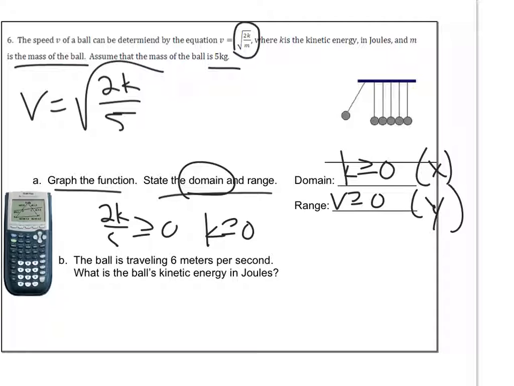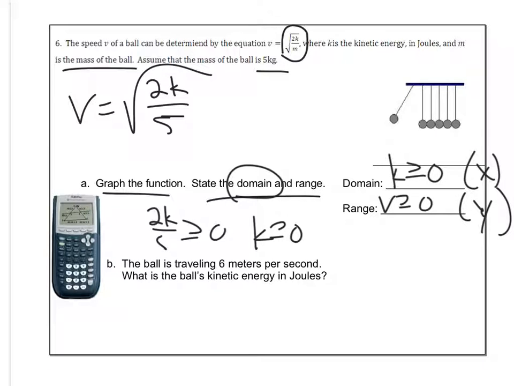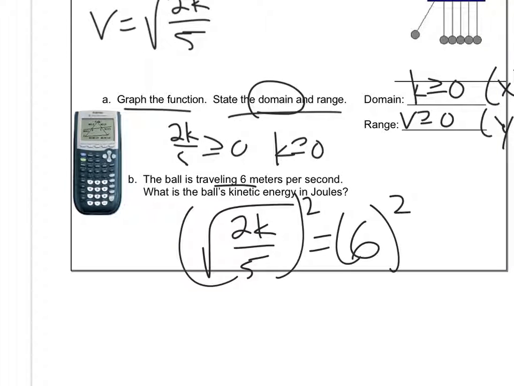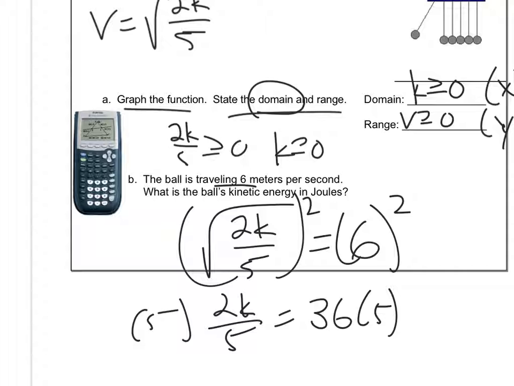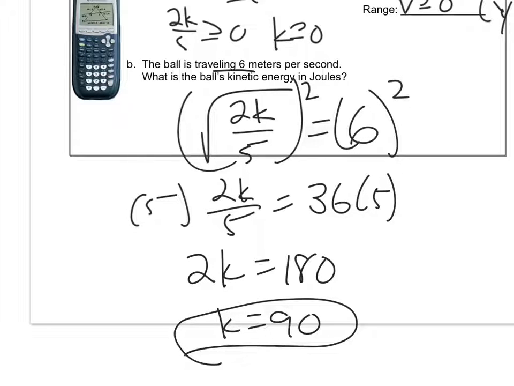So if the ball is traveling 6 meters per second, what is the ball's kinetic energy in joules? So if I set this thing equal to 6, okay, that's your velocity. How would I solve this? Well, I would square both sides first. So 2k over 5 equals 36. Then I'm going to multiply both sides by 5. That's going to equal 180. So 2k will equal 180. So k is going to be 90. That's going to be my answer.